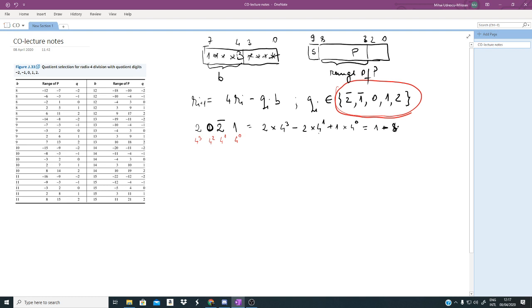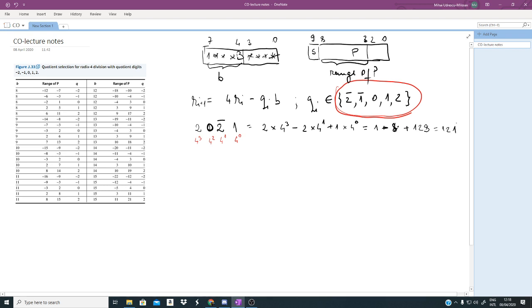Right? So it's 2 times 4 to the power of 3, that's 2 to the power 6, so it's 64, 64 times 2, that's 128. So it's 128 minus 8, that's 120, plus 1 is 121.